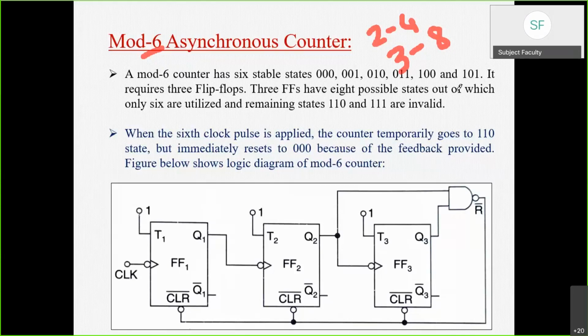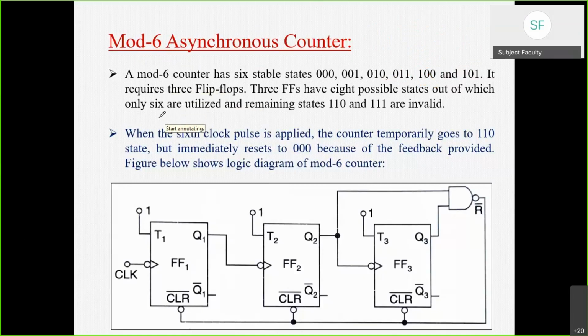You can use a 4-bit counter, but if you do, you are using only 6 states and skipping 10 states. So utilization is very small. It will be more efficient if you select the 3-bit asynchronous counter, which in total gives you 8 states. Out of 8 we will use only 6 and skip 2 states. So this is regarding the mod 6 counter.